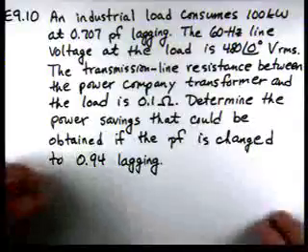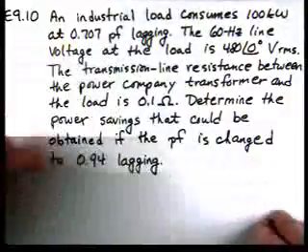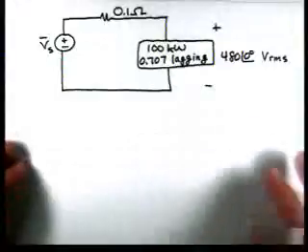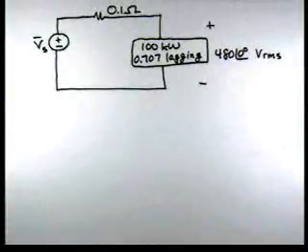Okay, so let's look at a circuit diagram for our case. We have a source that we'll represent with Vs. And our resistance there, the 0.1 ohms, is the transmission line resistance.